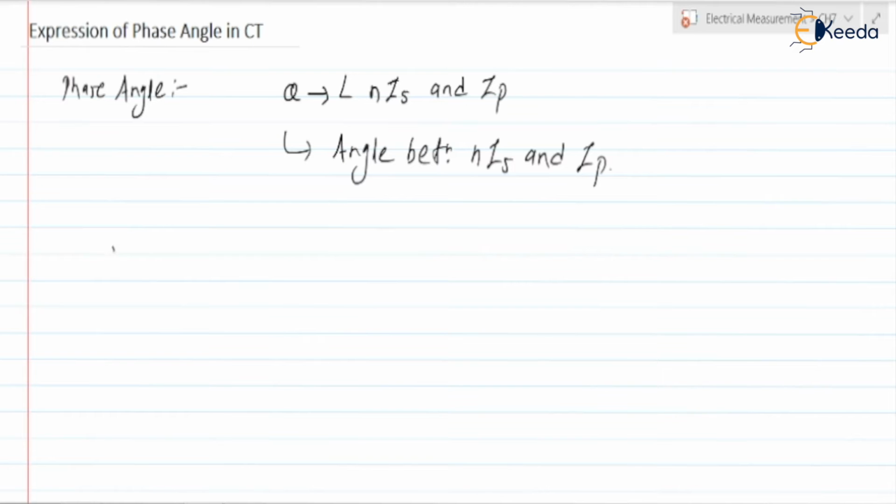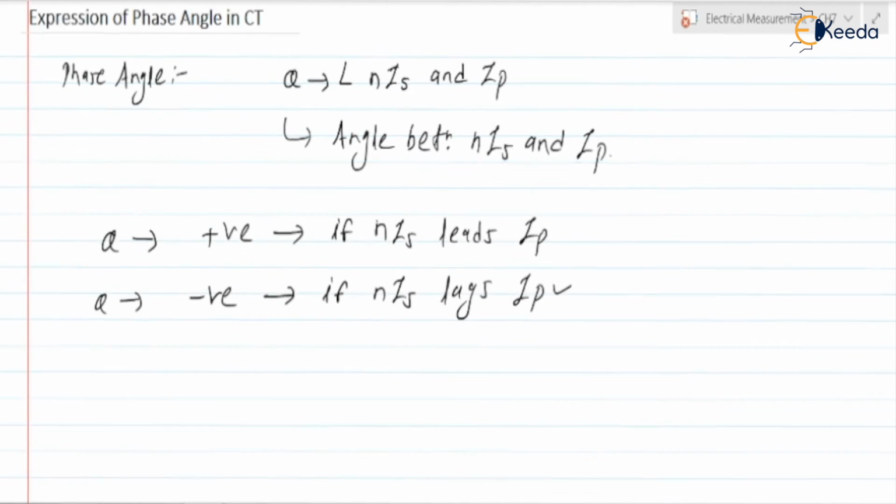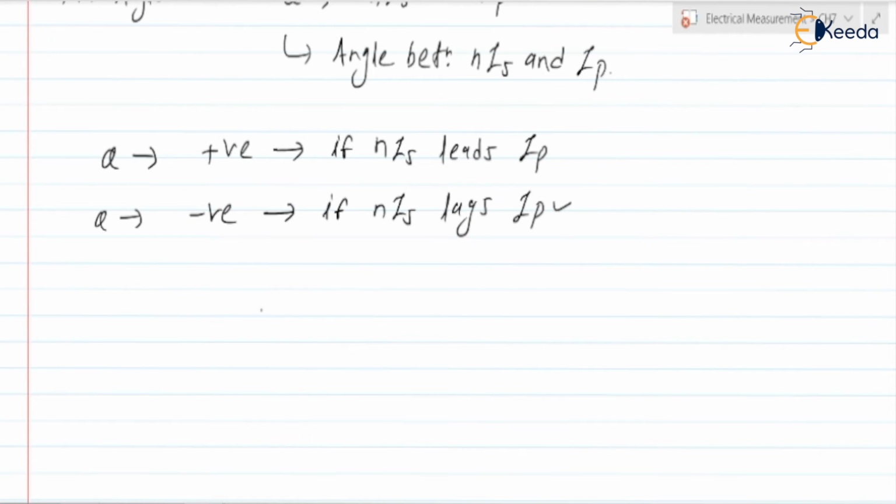This phase angle theta is positive if the secondary current reversed leads the primary current. So if the reversed secondary current, that is N into IS, leads IP, then theta is positive, and theta is negative if N into IS lags IP. The angle between IS reversed and IP is theta, so phase angle is theta.